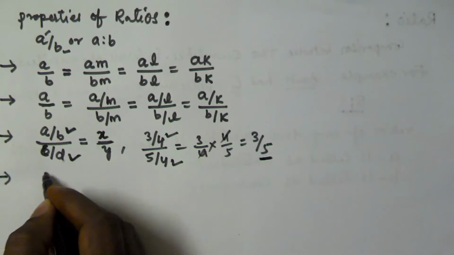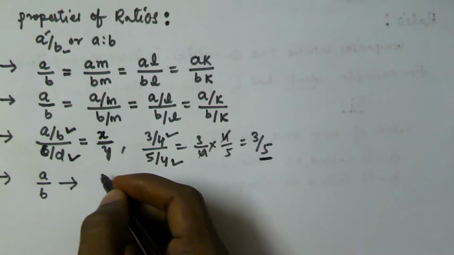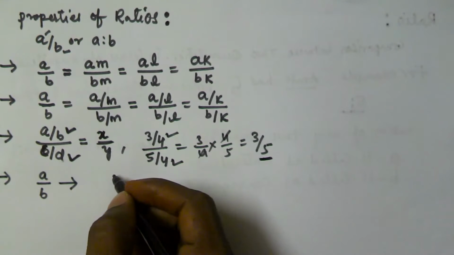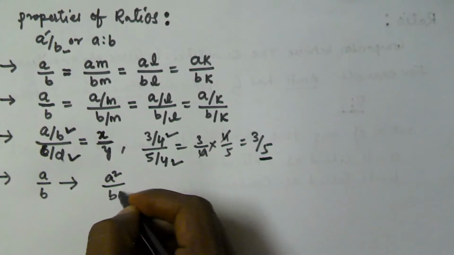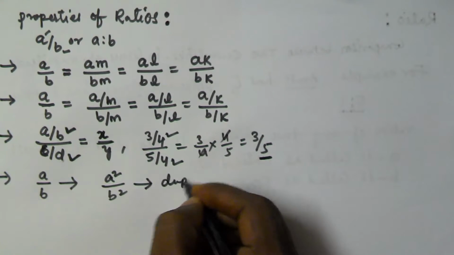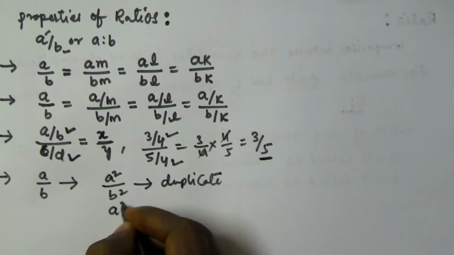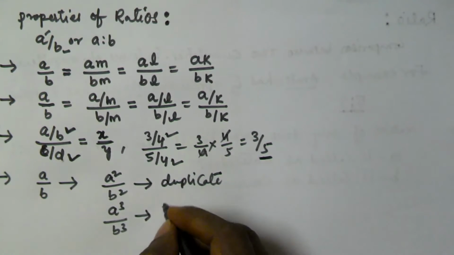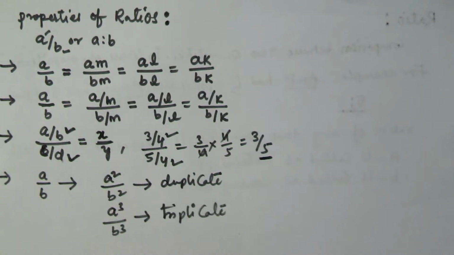Next one: if A by B is the ratio, then A square by B square is called duplicate, and A cube by B cube is called triplicate.